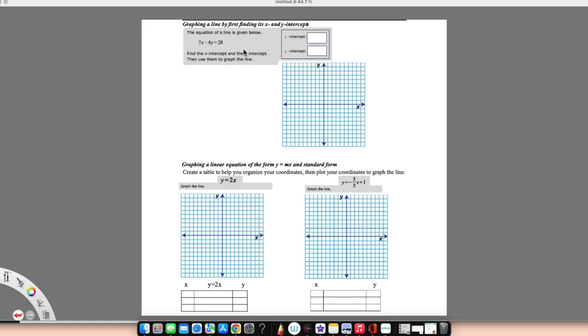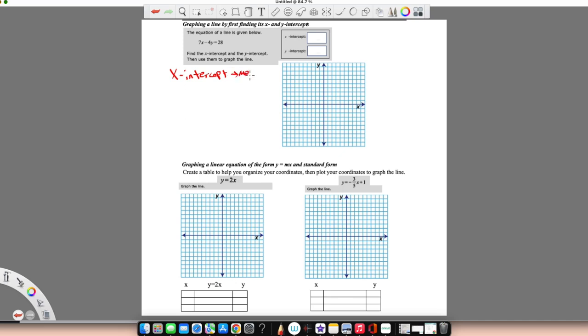If you remember from the previous video on the basics of how to do this, when I want my x-intercept, I'm going to make y 0. So on this one I'm going to use this equation here, but I'm going to go 7x minus 4 times 0 equals 28. Because on my x-intercept, y would be 0, meaning I'm not going up or down. I'm going to be right on top of this x-axis. So I definitely want y to be 0.